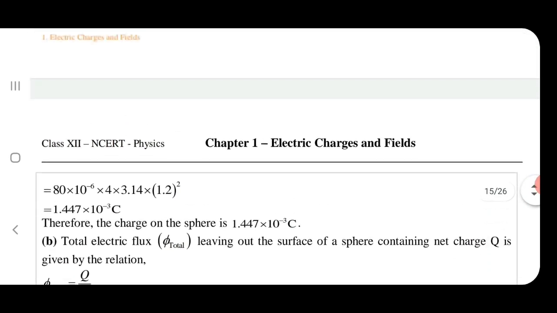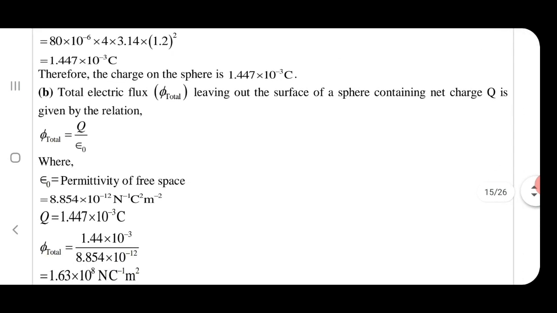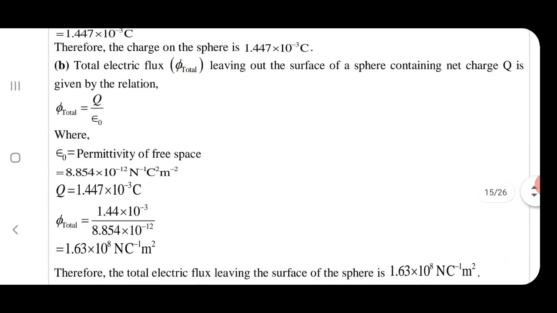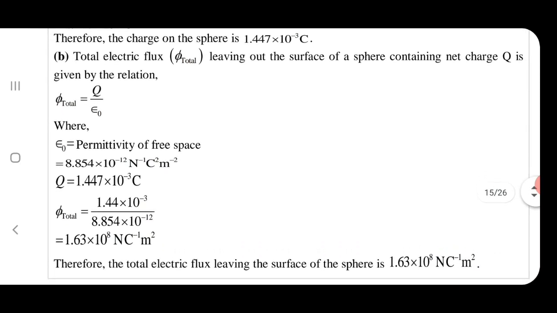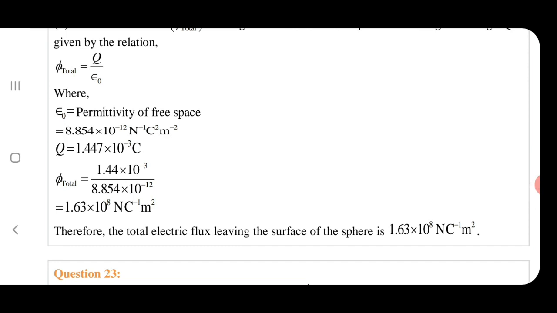Now you are asked to find the total electric flux leaving the surface of the sphere. How will we get it? Phi total is equal to Q by epsilon 0. Substituting for Q, what is Q? The total charge of the sphere, divided by epsilon 0. Very simple. That answer is 1.63 into 10 raised to 8 Newton meter square per coulomb.